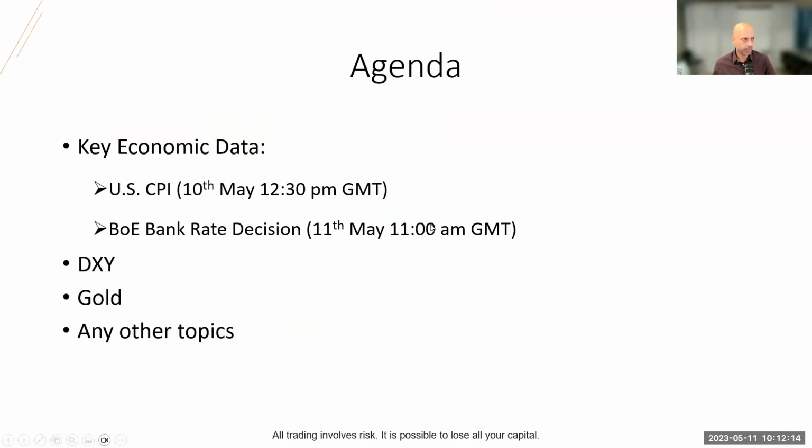Okay. So here's just a general agenda. It's an open agenda basically, but we'll start things off with going through some of the key economic data that were released yesterday, and something that's coming up very soon as well, in about 45 minutes, which is the bank rate decision by the Bank of England. And we also had a big CPI event from the US yesterday. Then we'll touch a bit on gold and DXY as well, and any other topics that you guys may have, right?